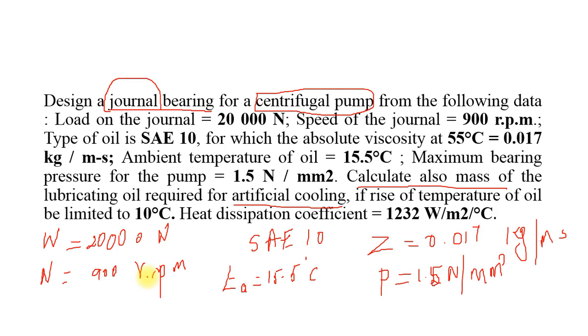Take the example of a shaft. The shaft will be continuously rotating. So to avoid wear, I have to lubricate it. So the rise of temperature you can have as delta T. So delta T is equal to 10 degree centigrade, and for heat dissipation, it is nothing but CD. CD is equal to 1232 watt per meter square degree centigrade.